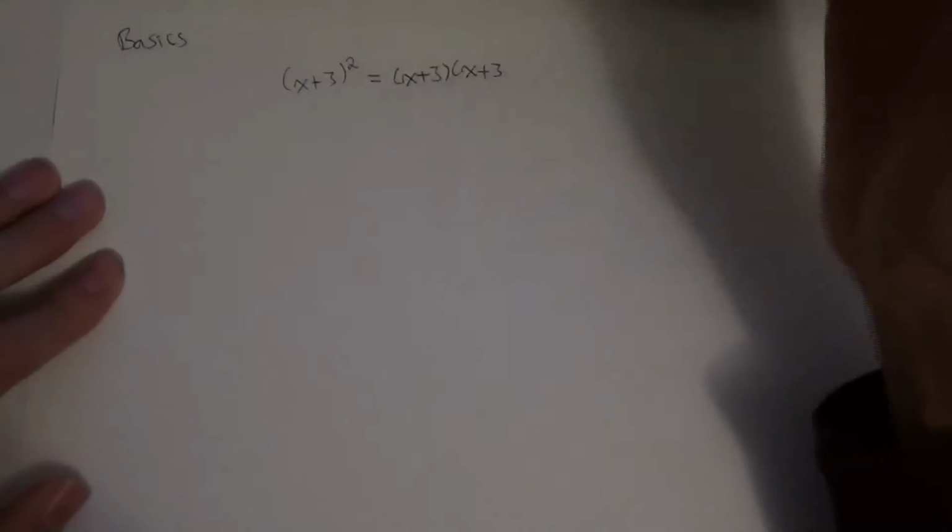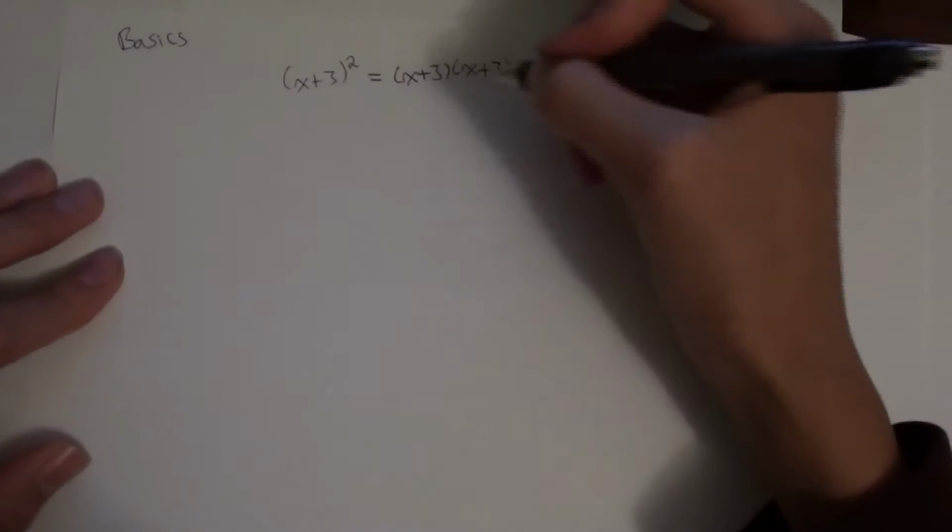Now this is quite a simple binomial, and you can probably just solve this without any special tricks. Let's talk about the basics on how to solve this. So x plus 3 squared can be written as x plus 3 times x plus 3. As you know, any term squared is equal to itself multiplied by itself.